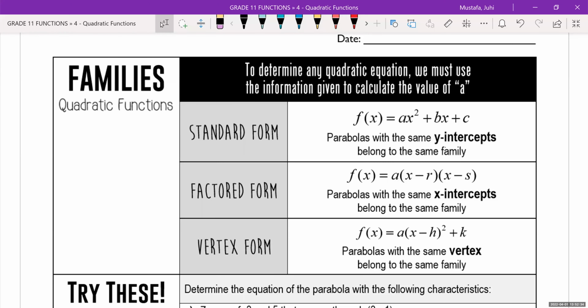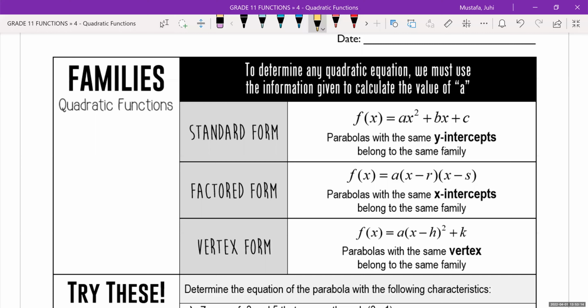So first, I just want to bring your attention to the fact that we have three different families of quadratic functions. There are the different types. So we have standard form, factored form, and vertex form. And within each one of these families, all of the parabolas in a certain family have a similar characteristic. So for example, in standard form, parabolas with the same y-intercepts belong to the same family because all of them intersect at the same y points. In factored form, parabolas with the same x-intercepts belong to the same family because they're always going through the x-intercepts at the same point. The only thing that changes is the stretch and compression. And in vertex form, parabolas with the same vertex belong to the same family.